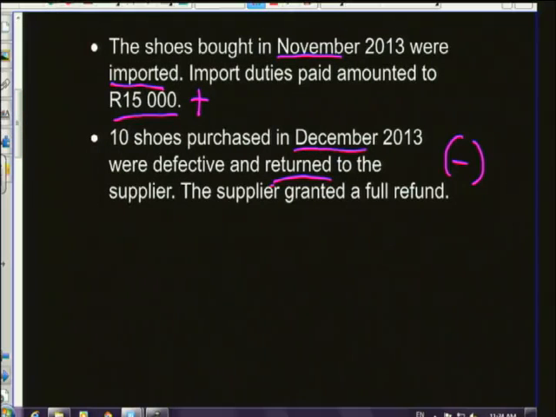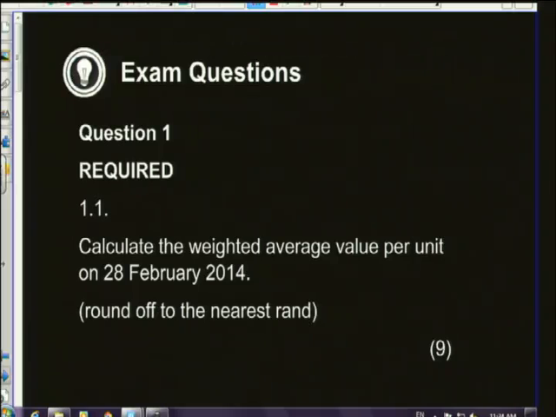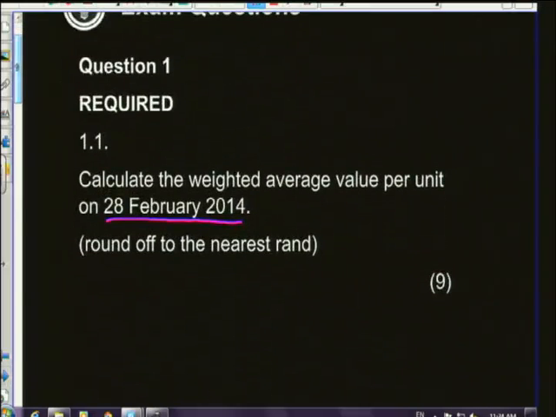I hope you guys have your calculators with you because I'm expecting you to work with me. Right, our first question. Calculate the weighted average value per unit on the 28th of Feb 2014, and they want us to round off to the nearest rand. Now remember guys, here we're talking about calculate the weighted average price per unit. Value refers to obviously price per unit. Now if I want to calculate my weighted average price, there is a formula that I need to remember.